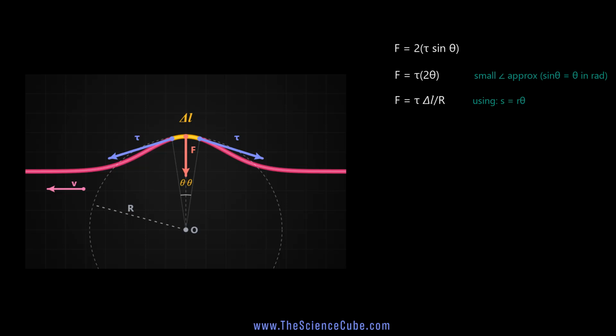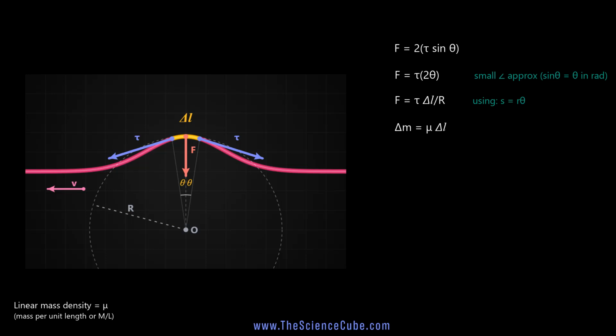Now, let us say the linear density of this string is mu. That can be calculated simply by dividing the total mass of the string by its total length. So it is nothing but mass per unit length, and then the mass of this element can be written as delta m is equal to mu delta L.